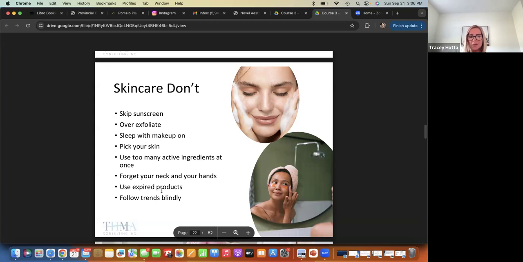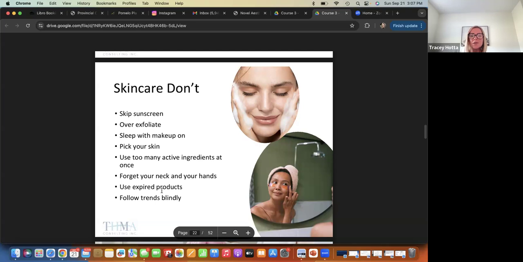You don't want to pick your skin. If you have a little blemish or you have a little bump, we're all inclined to pick it and think that it's going to go away faster, but that's not true. You don't want to pick at anything. You want to just let it be. You don't want to use too many active ingredients at once. This can also lead to some kind of reaction or irritation to your skin.